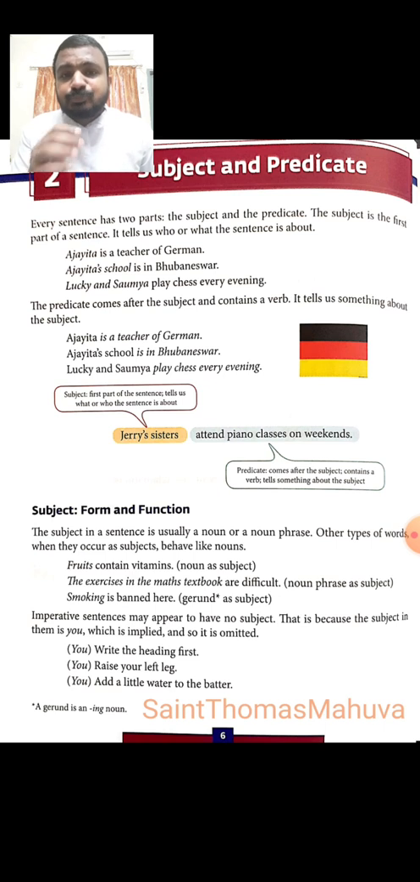Next sentence. Smoking is banned here. Smoking is a gerund. That is the ing form of a noun. So smoking is being used as a subject and it behaves as a noun in that sentence.